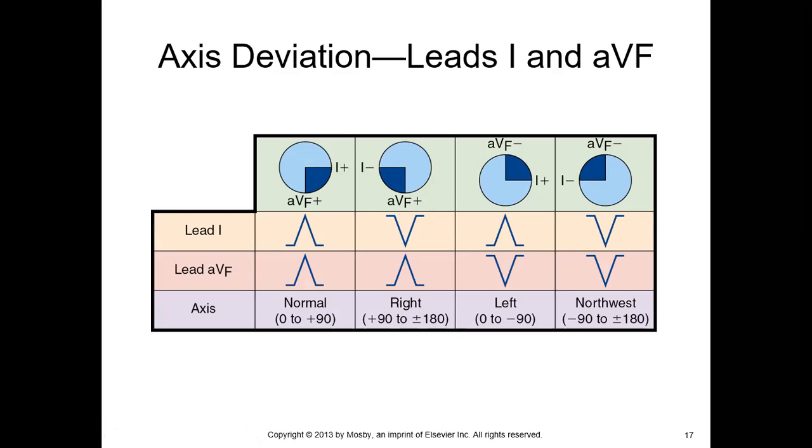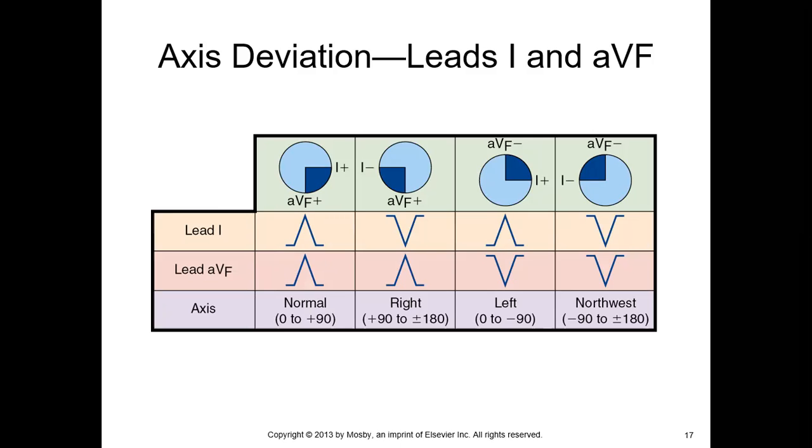Determination of the QRS axial quadrant by noting the polarity of the QRS in leads 1 and aVF. Normal axis is seen if the QRS is primarily positive in both 1 and aVF. So if these two are mostly positive, that's when you see the peak look like this. The axis falls within the normal quadrant from 0 to 90 degrees.